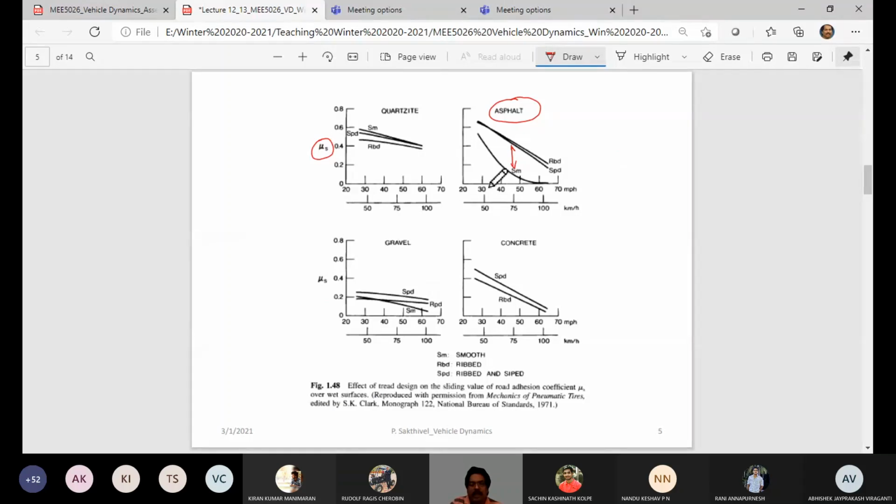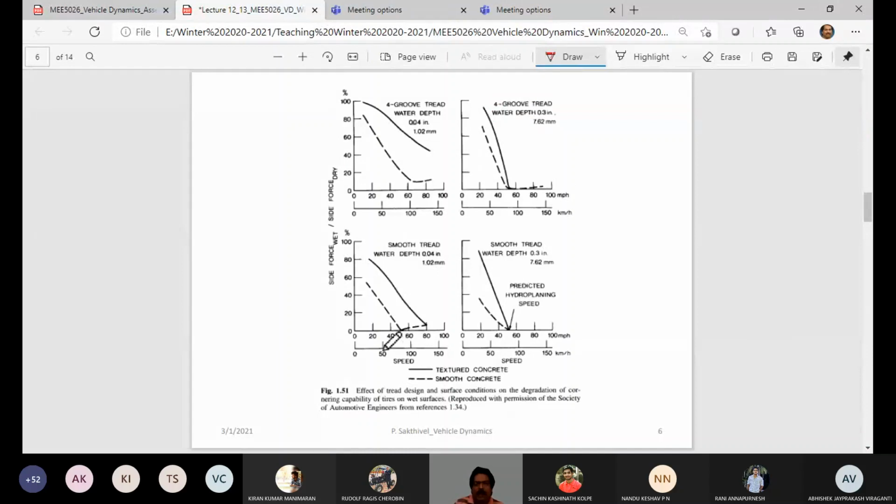And these are the data taken from the National Bureau of Standards, a very early standard, edited and composed by S.M. Clark. He is a very well-renowned person in this field.